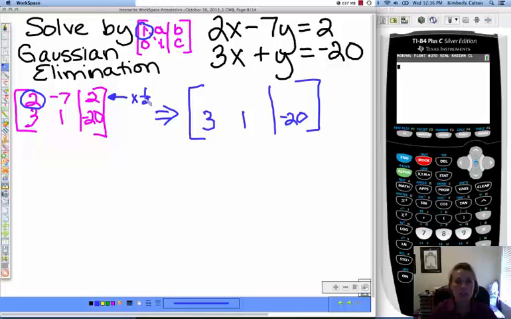And what we're going to do is multiply the entire top row by a half. Remember, we did this in the last one, so it's not that big of a deal. 2 times a half is 1. 2 times negative 7 is negative 7 halves. If you're more comfortable with fractions, that's fine. If you're more comfortable with decimals, that's fine. 2 times a half is 1.